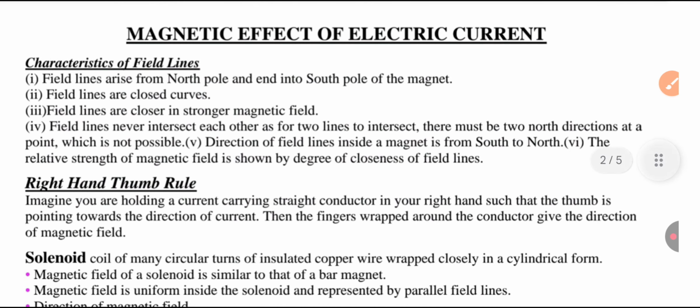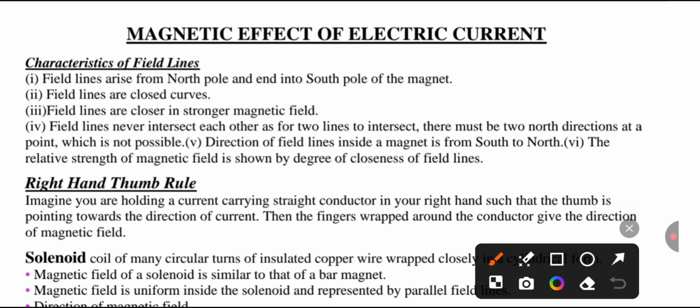So next chapter is magnetic effect of electric current. Characteristics of field lines. Field lines arise from the north pole and end into the south pole of the magnet. Field lines are closed curves. Field lines are closer in a stronger magnetic field. Field lines never intersect each other, as for 2 lines to intersect, there must be 2 north directions at a point, which is not possible. This is a 1 mark question asked in the exam.